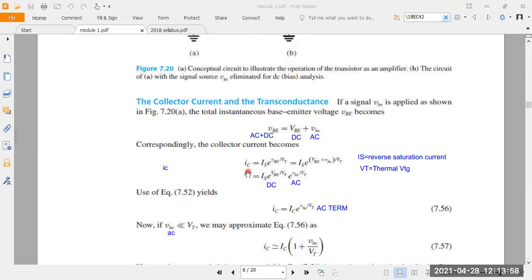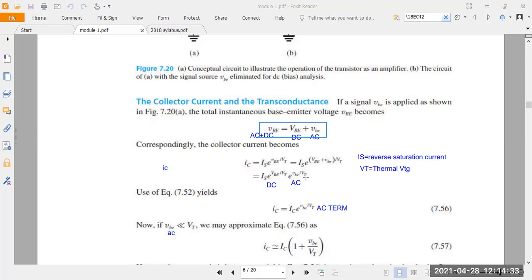You take reverse saturation current e to the power of total base to emitter voltage. See, this one is the total base to emitter voltage. That's why you write caps VBE divided by VT. Then substitute here. What is total here? Caps VBE plus small vbe divided by VT. So IS into e to the power of VBE divided by VT into e to the power of vbe divided by VT.